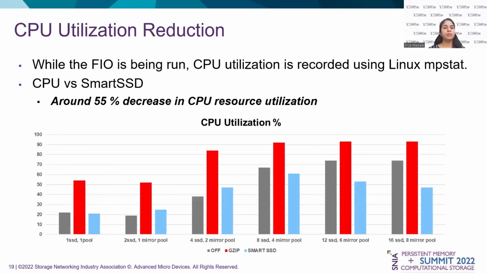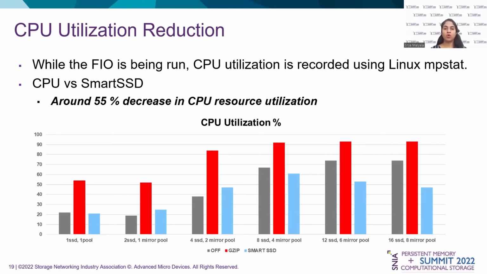The next is the CPU resource utilization. The aim was to minimize it so that the resources can be utilized elsewhere. Again, we have plotted this for all the cases from 1 mirror pool to 8 mirror pools using 16 XSDs in total. While FIO is being run, we used Linux mpstat to record CPU utilization. We have done the same for three scenarios again.